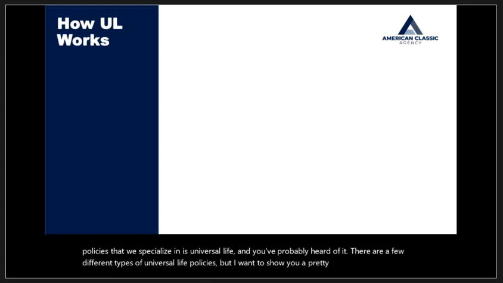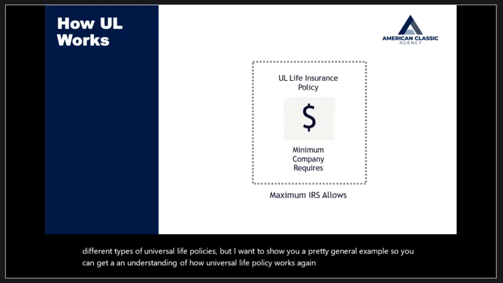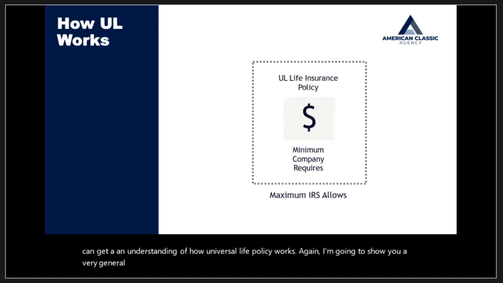One of the types of policies that we specialize in is universal life. And you've probably heard of it. There are a few different types of universal life policies, but I want to show you a pretty general example so you can get an understanding of how a universal life policy works. Again, I'm going to show you a very general explanation or a basic illustration here.